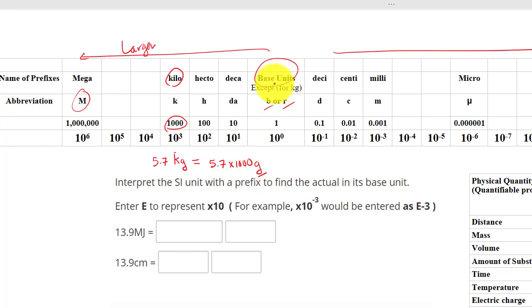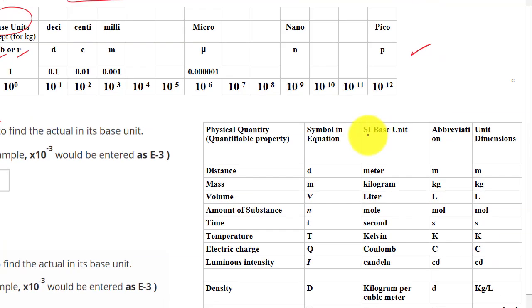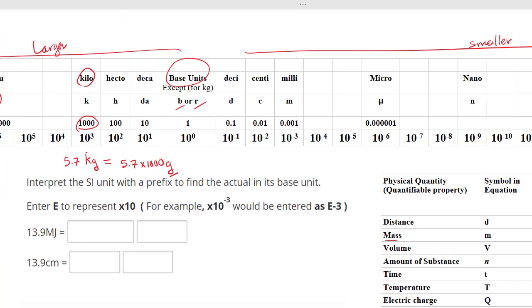Now look at gram. Gram is a very exceptional one. Well, that's because look at the base unit for mass. It turned out to be kilogram. But we are only going to use gram as the root. So keep that in mind. That is an exceptional one. That's why we go over it first. So we are going to use grams instead of kilograms in our SI prefixes. The same thing for the rest of the SI units.